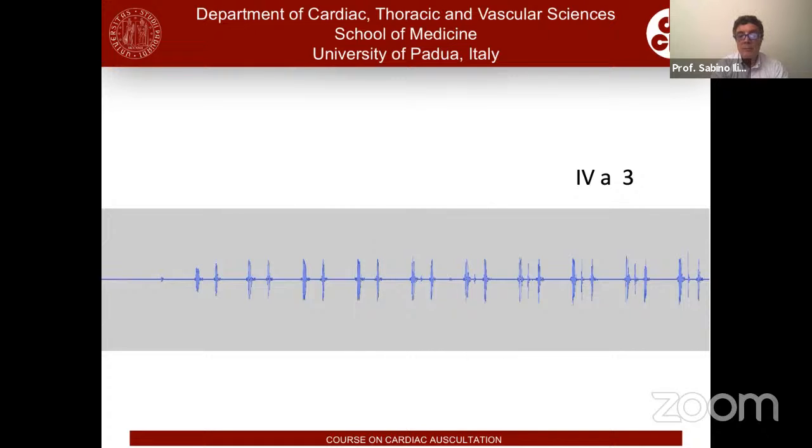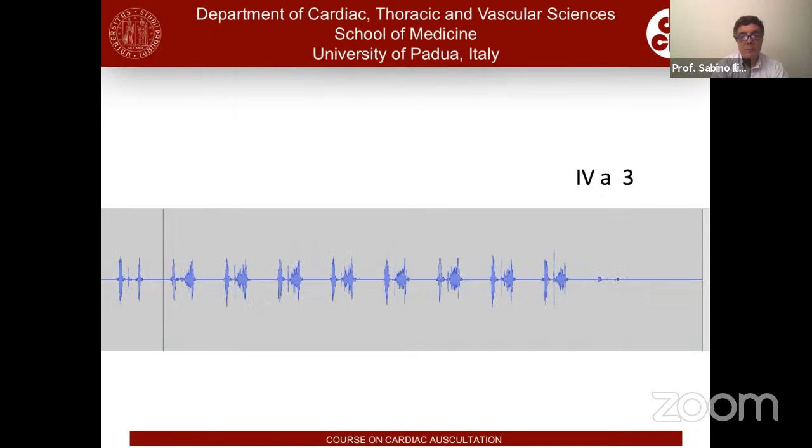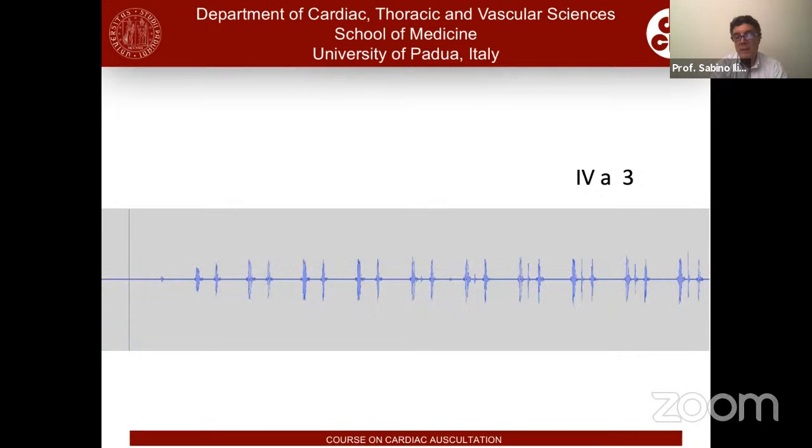Click now. Murmur. So we now have the complete auscultatory finding, which is characterized by click plus late systolic murmur. Late systolic murmur is not mandatory because sometimes there is only the click, and then mitral regurgitation will develop years later. So we can have click and late systolic murmur as a complete mitral valve prolapse auscultatory finding.